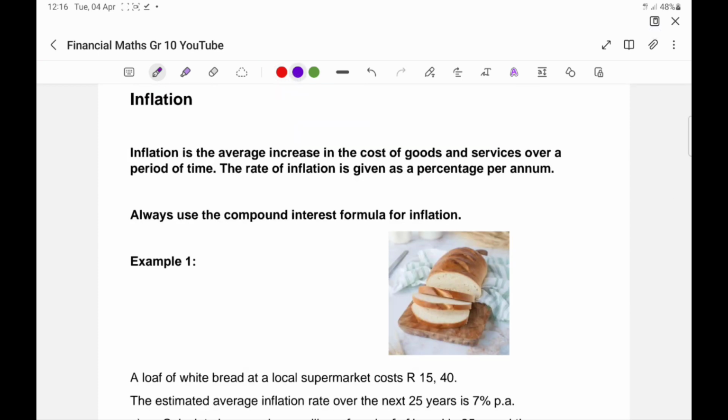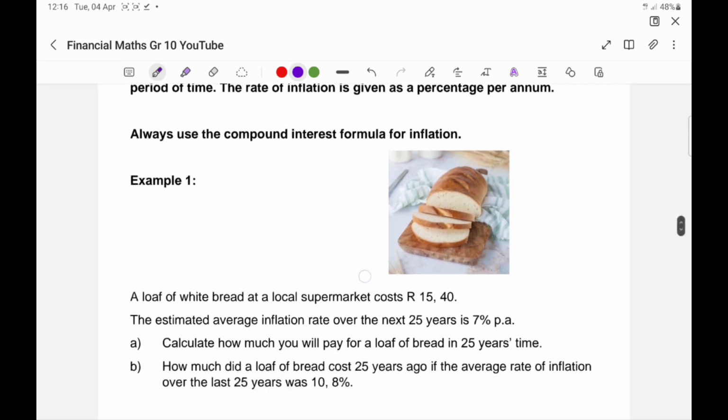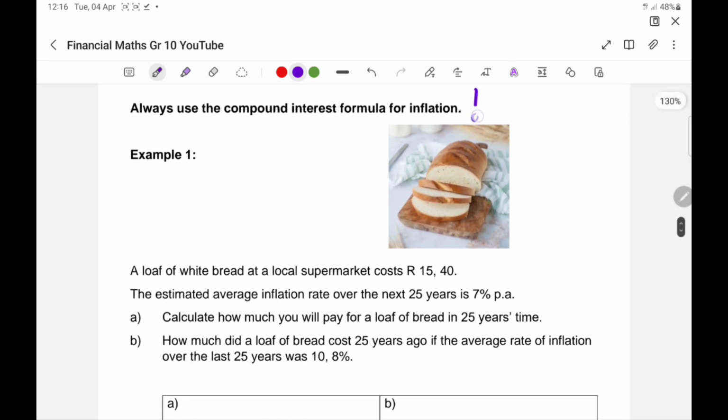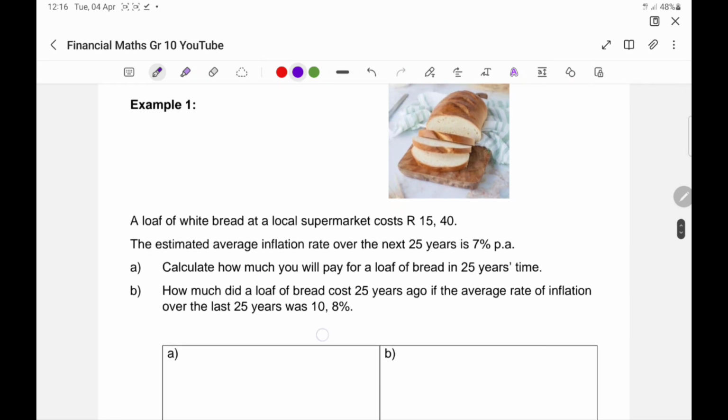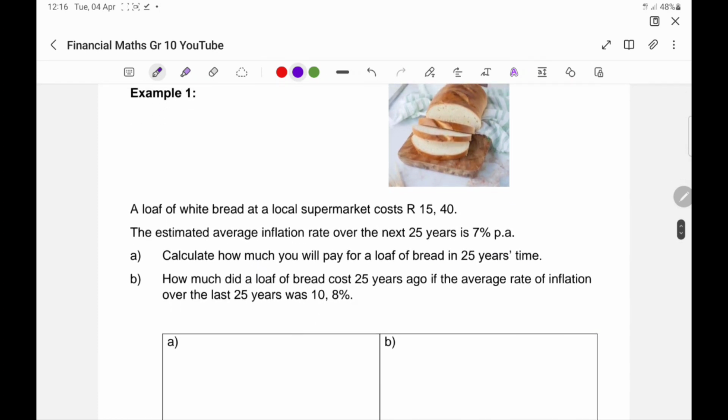All right, let's quickly look at inflation. Inflation is the average increase in the cost of goods and services over a period of time. The rate of inflation is given as a percentage per annum. Always use the compound interest formula for inflation. Very important.